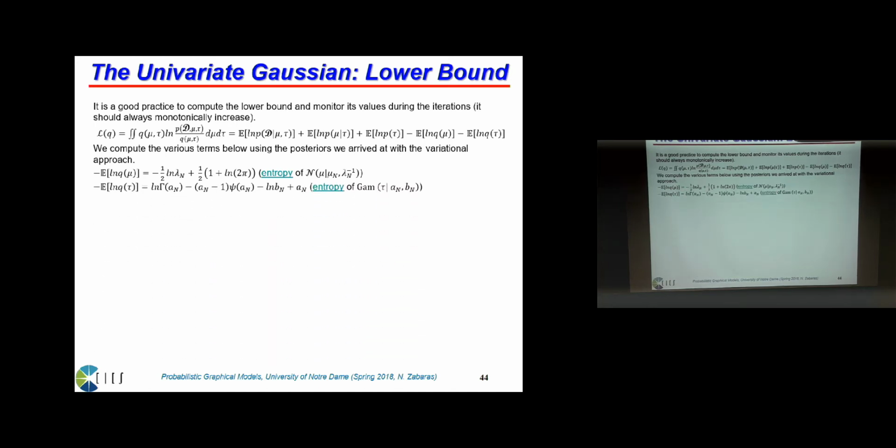Okay? All right, so this is the entropy of this variational distribution. Similarly, the expectation of ln of Q of tau would be the entropy of the gamma distribution. You can, again, look at Wikipedia. I look every 5 minutes when I check these things, right? There is information everywhere around you.